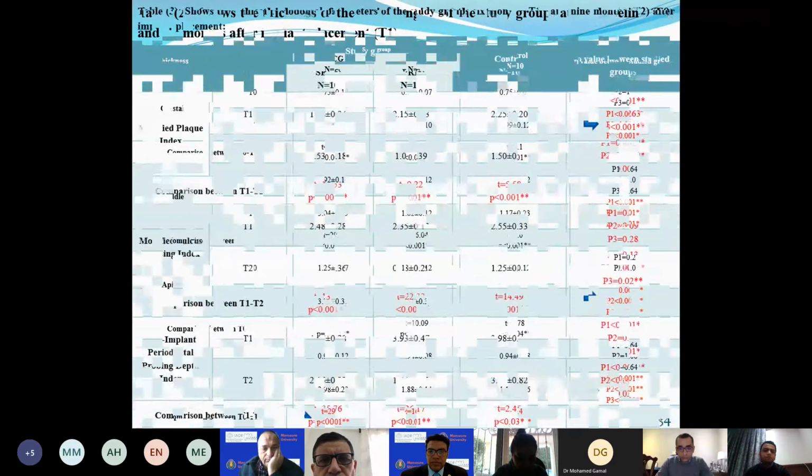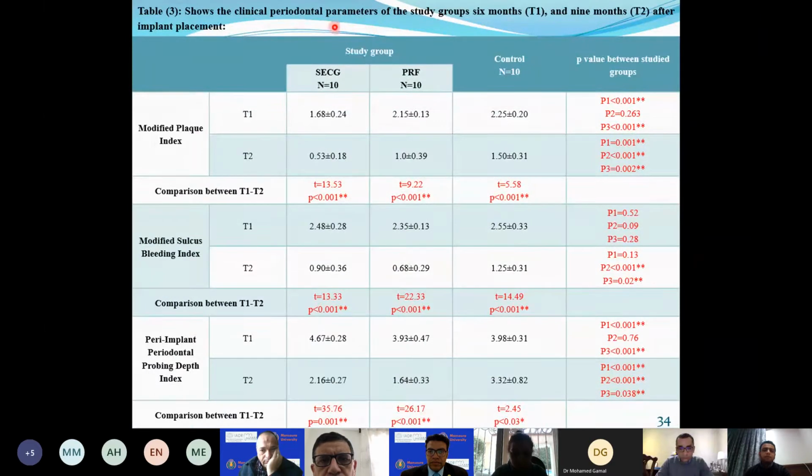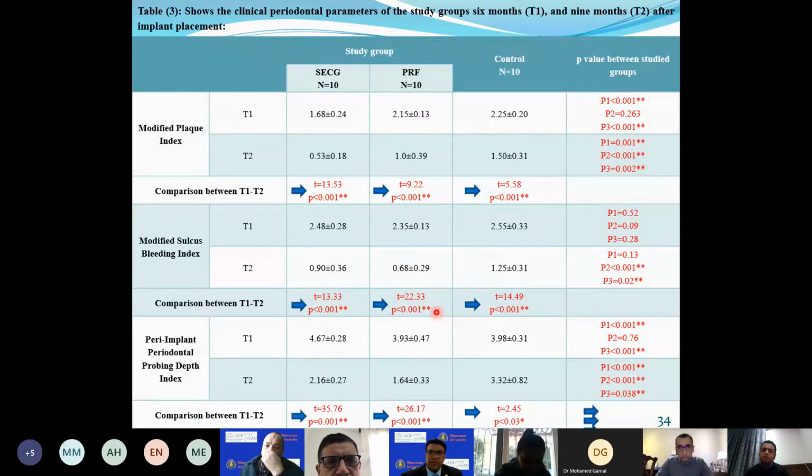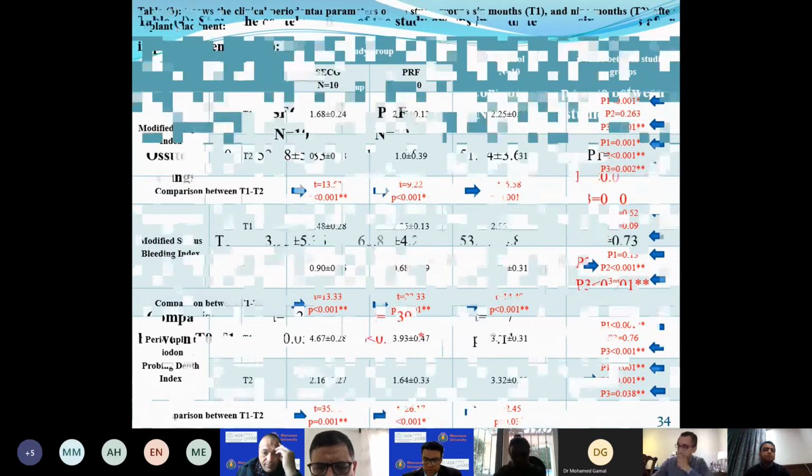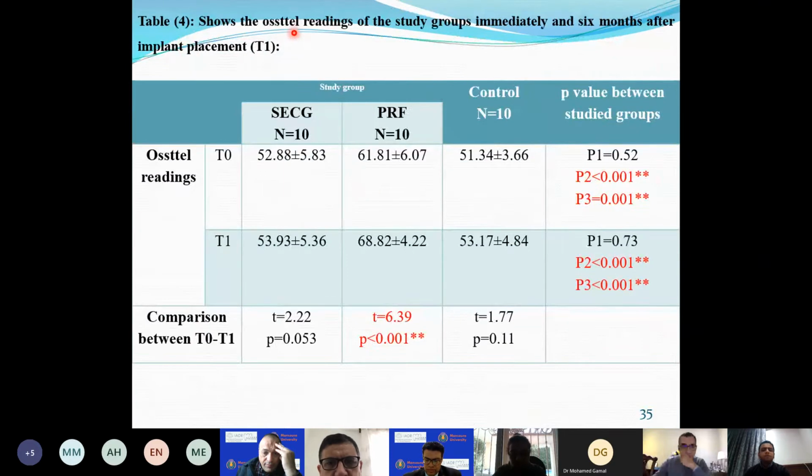Table 3 shows the clinical periodontal parameters of the study groups 6 months T1 and 9 months T2 after implant placement. There was significant reduction in all periodontal parameters in both sides of the study group and the control group patients. Additionally, at T2, there was high significant difference between the control group and the PRF group. There was high significant difference at T1 and T2 between subepithelial connective tissue graft and the control group. Moreover, it was found that at T1 and T2, there was high significant difference between both sides of the study group patients.